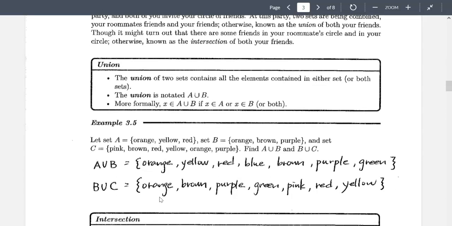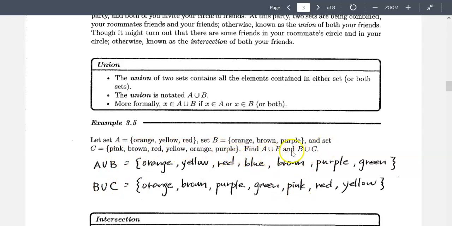Union. The symbol is ∪. A union of two sets contains all the elements contained in either set or both sets. For example, let's say A equals {orange, yellow, red}, set B is {orange, brown, purple}, and set C is {pink, brown, red, yellow, orange, purple}. Find A union B and B union C.